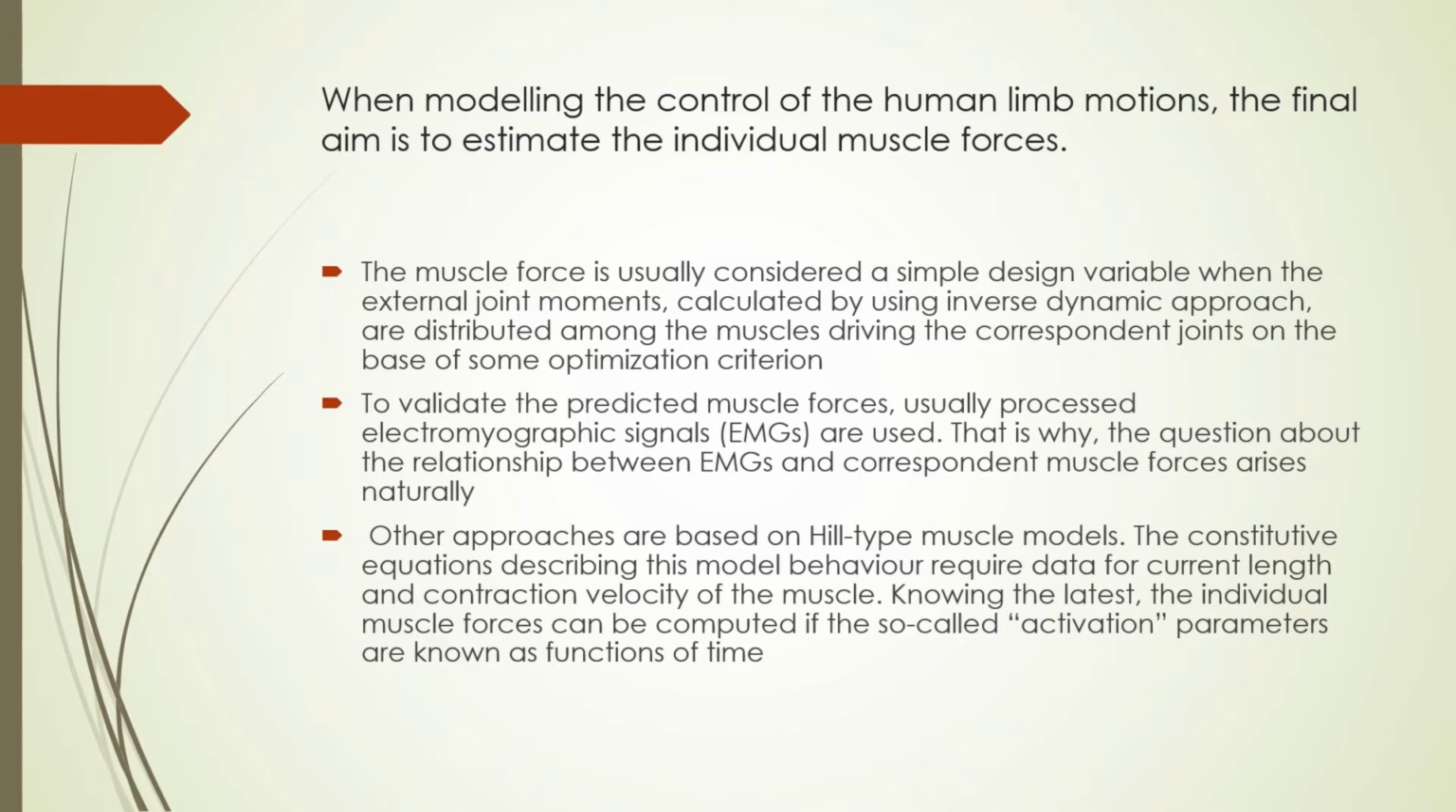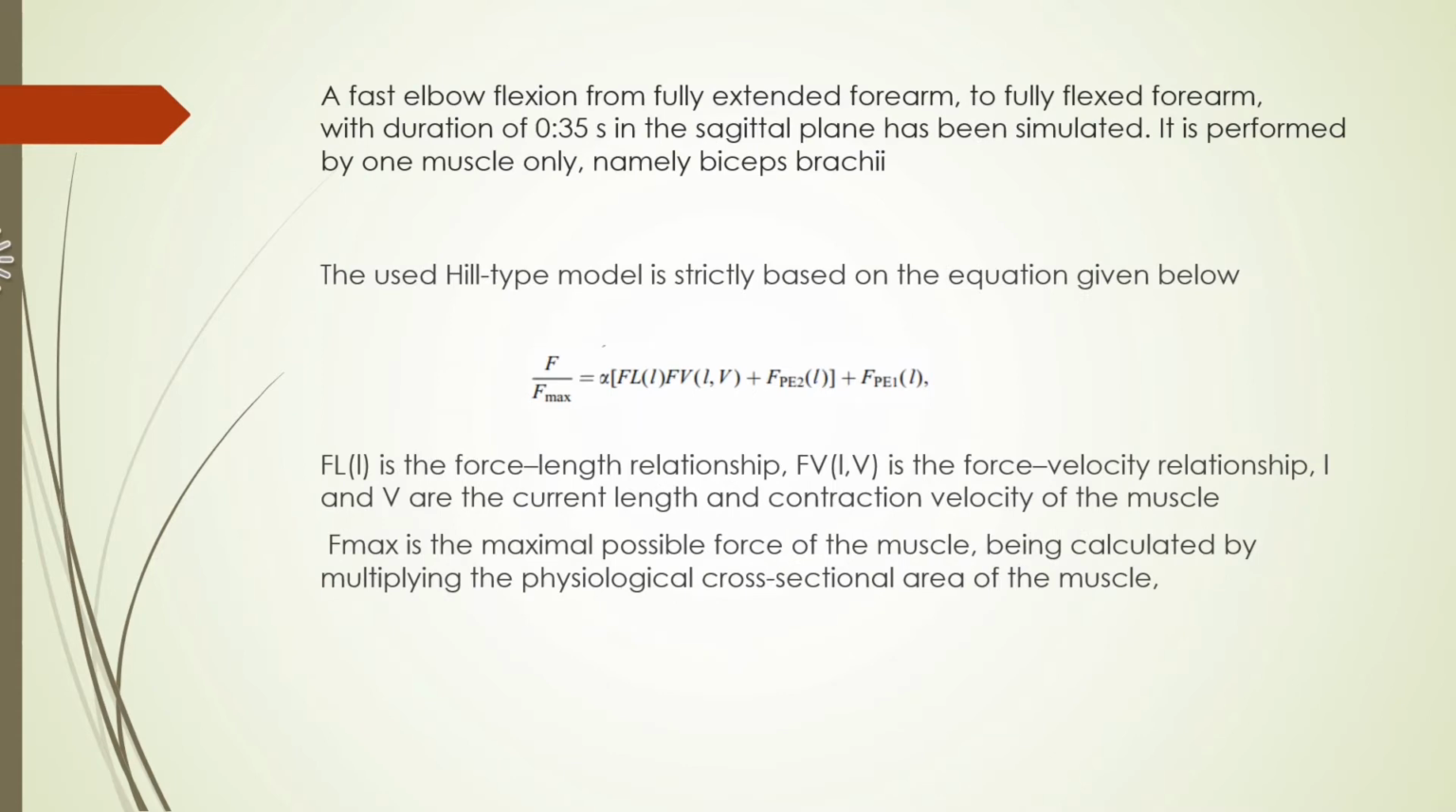Other approaches are based on hill-type muscle models. The constitutive equations describing this model's behavior require data for current length and contraction velocity of the muscle. Knowing these, the individual muscle forces can be computed if the so-called activation parameters are known as functions of time. A fast elbow flexion from a fully extended forearm to a fully flexed forearm with a given duration in a sagittal plane has been simulated. It is performed by one muscle only, named biceps. The hill-type model used is strictly based on the equation given below.